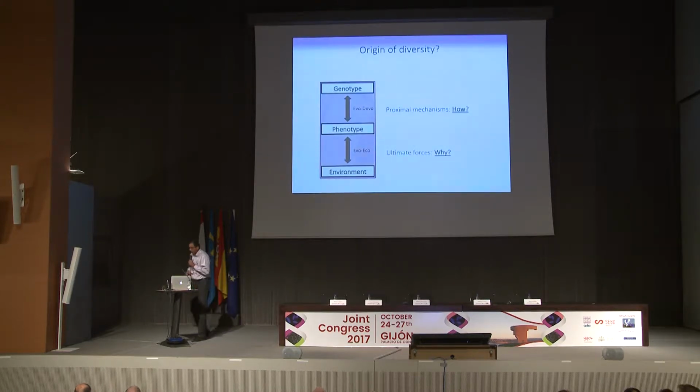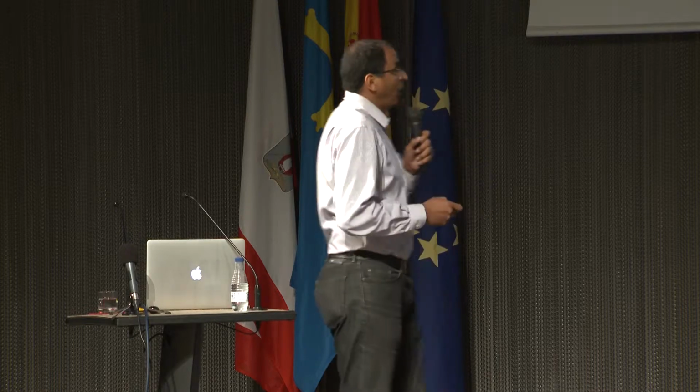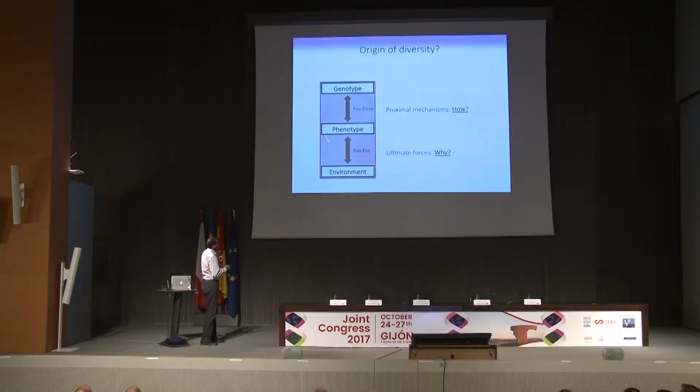So how do we tackle this question of origin of diversity? This is a very old question, and it can be studied in many different ways. One way is mechanistic, and this is considering the phenotype as a central study object, and you can ask questions about what is the relationship between the genotype and the phenotype. In other words, what are the mechanisms of development that will generate certain phenotypes, and how can we associate changes through time of these mechanisms with changes in the phenotype? This is more of a how question.